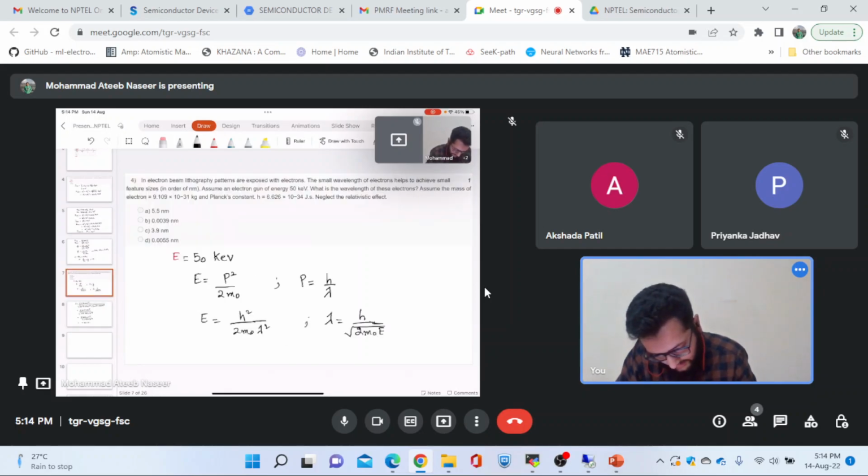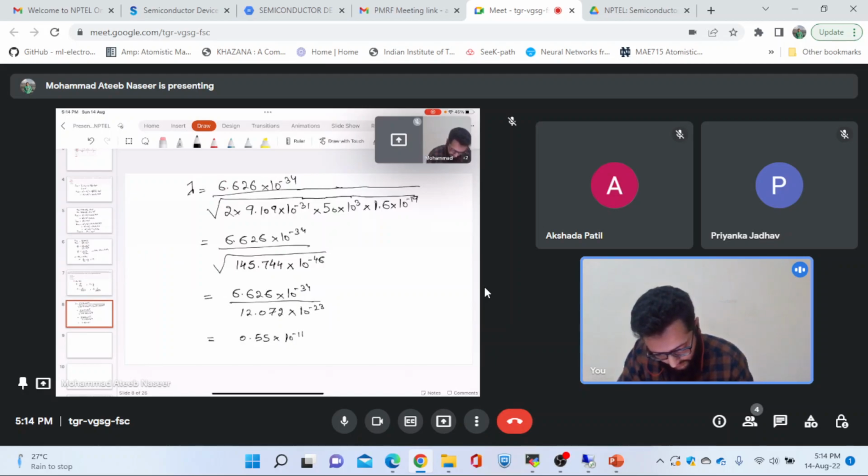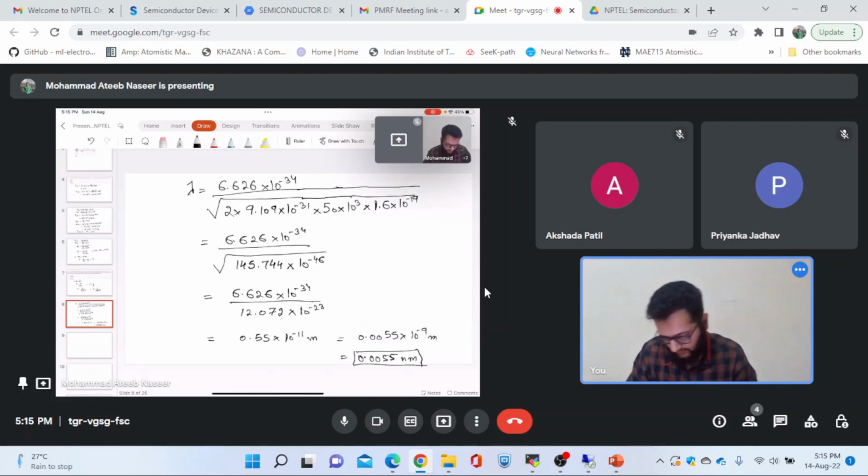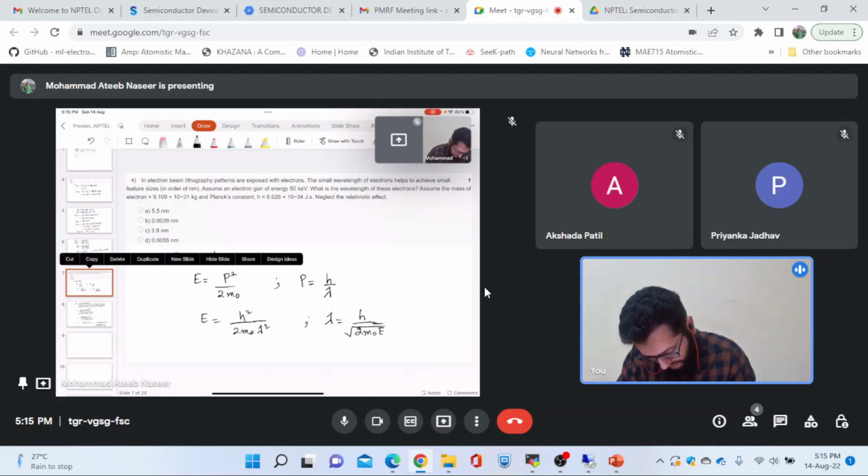Now let's check. Since in the options the answer has to be in nanometers, and this we got in meters, we will convert it into nanometers by simply writing it to be 0.0055 into 10 raised power minus 9 meters, or the answer is simply 0.0055 nanometer. So the option which seems correct here is option D.